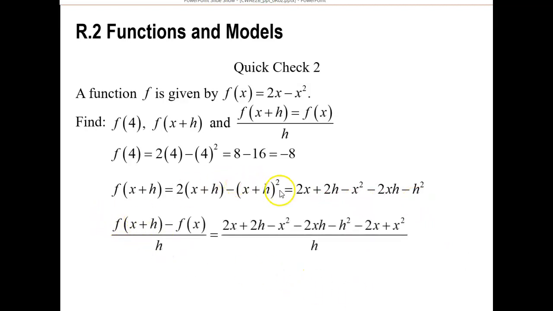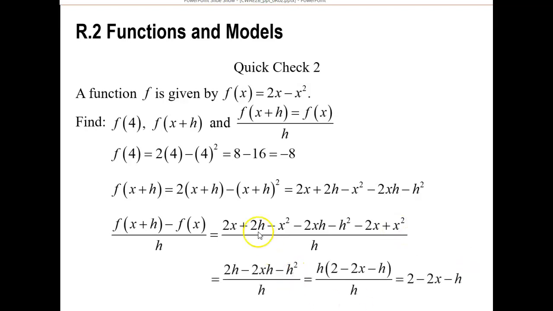So then your f of x plus h result, which was all of this, so that's these first 5 terms here, minus f of x. Notice they've already removed the parentheses here. So minus f of x, if you're subtracting this whole thing, you're going to get minus 2x, and then your subtracting will distribute here and give you plus x squared. So your 2x's cancel out. Your x squareds cancel out, so you're left with 2x minus 2xh minus h squared when they cancel.